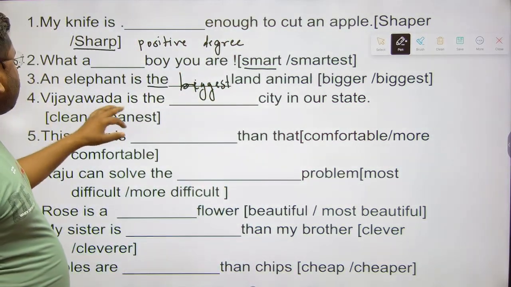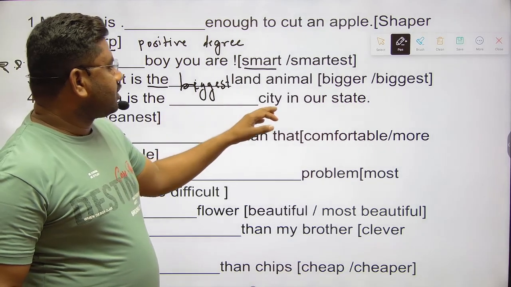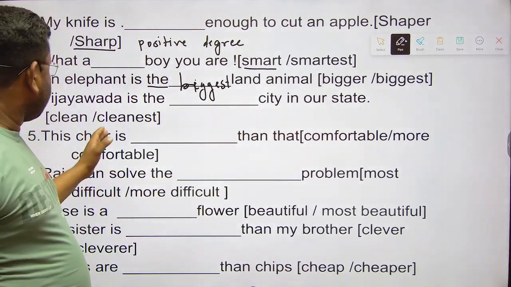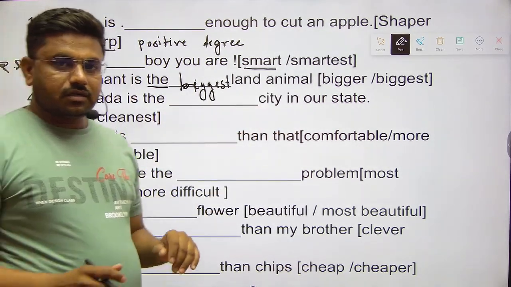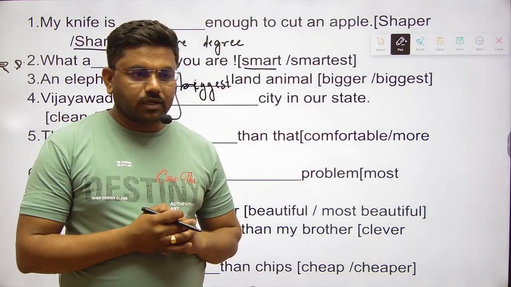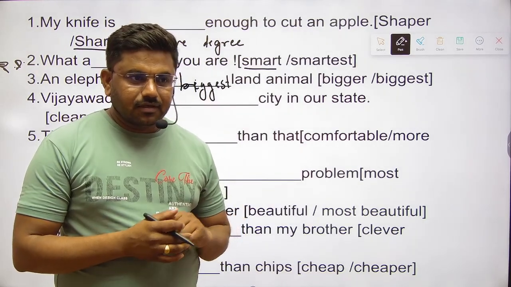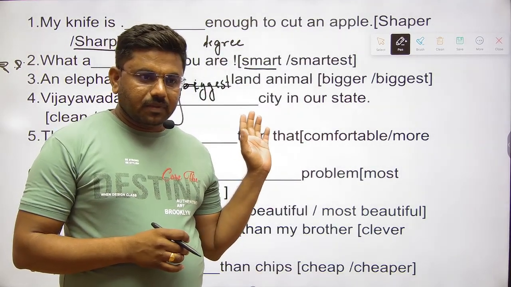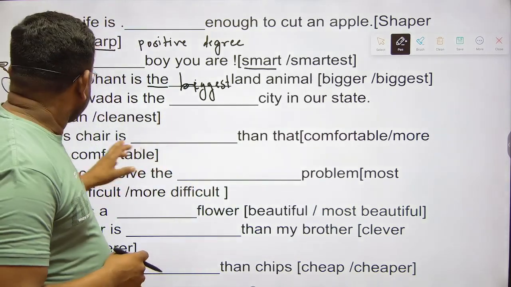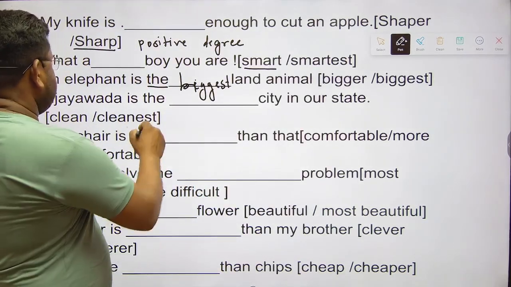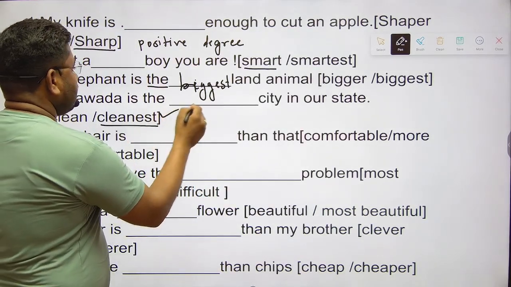Now Vijayawada is the dash city in our state. Clean or cleanest? It is a sentence from the superlative degree. Then which word will come here? That is the cleanest. This word will come here.